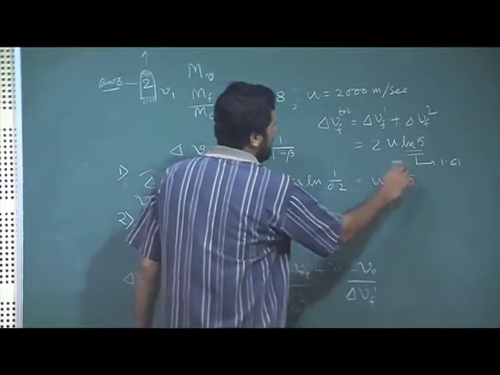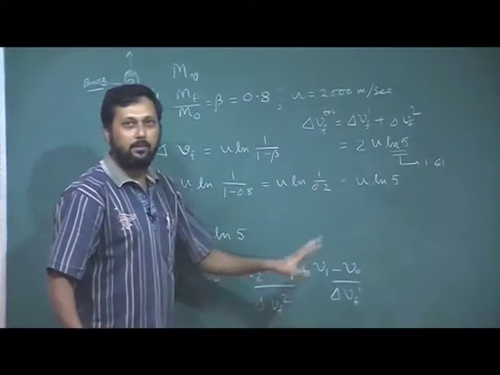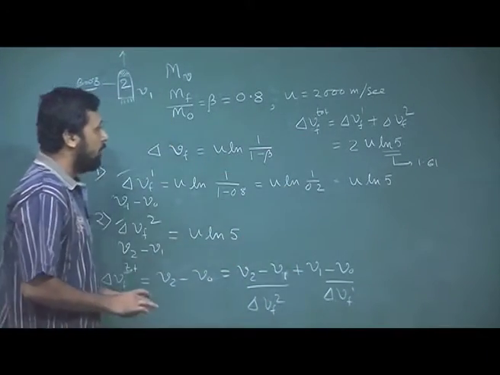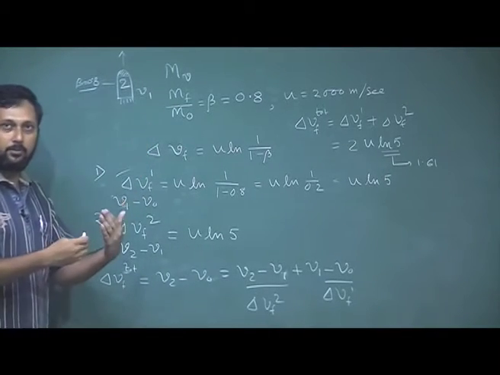Okay. So, then we can always put this value and calculate the total change in velocity, but that is not terribly important. Calculating the numbers might not be terribly important. What is important is, if we have, instead of 2 stages, a 3 stage rocket.